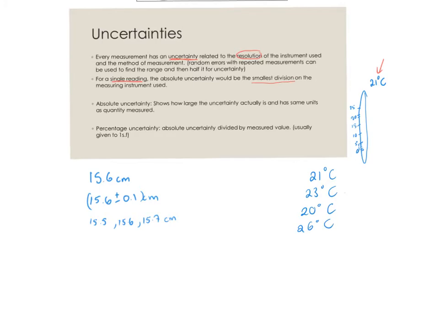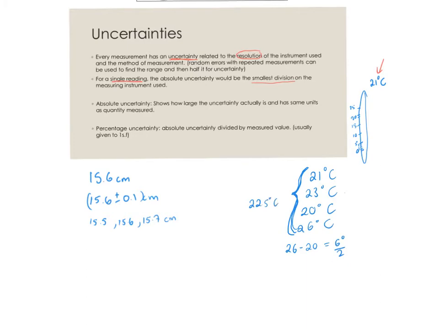Now these are repeated measurements, which means that I can take the range of the measurements, from the highest to the lowest. So it's 26 minus 20. You should have done this in maths before. You always take the difference from the highest to the lowest measurement, which is 6 degrees. I divide the value by 2. I also take an average of these values, so I add all 4 together and divide it by 4, which will give me 22.5 degrees Celsius.